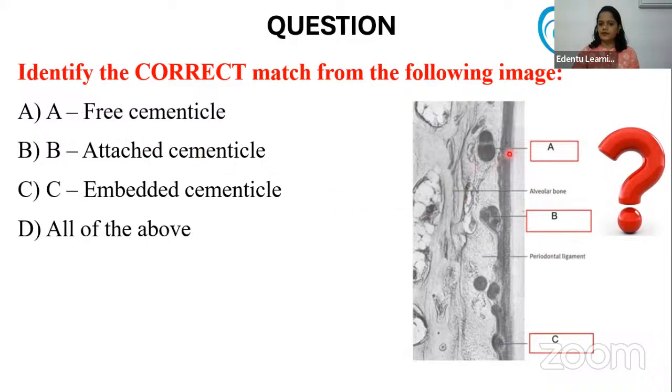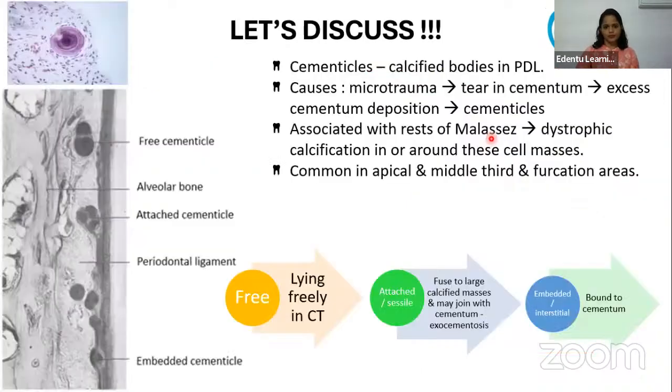The answer is option D, all of the above. Cementicles are the calcified bodies in the periodontal ligament. Now there are two schools of thought for the formation of cementicles. The first school of thought is that it is because of microtrauma. Because of microtrauma, there will be a tear in the cementum, and to compensate for the tear, the cementum starts depositing more and more cementum, which results in the formation of cementicles.